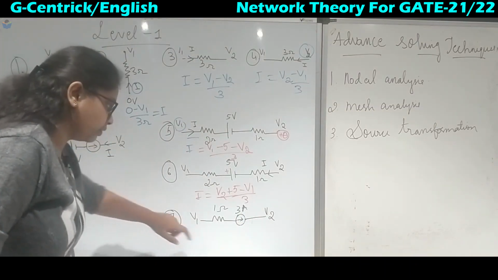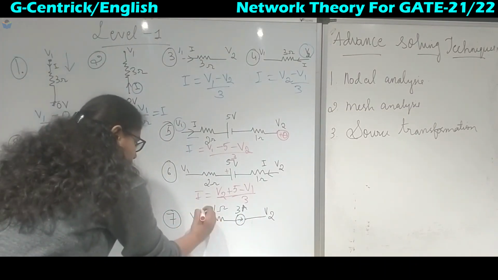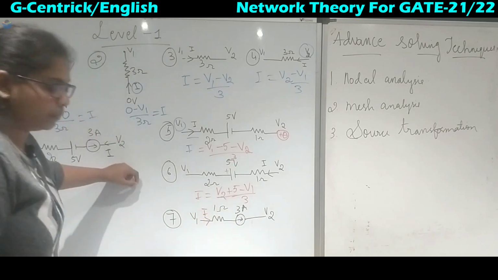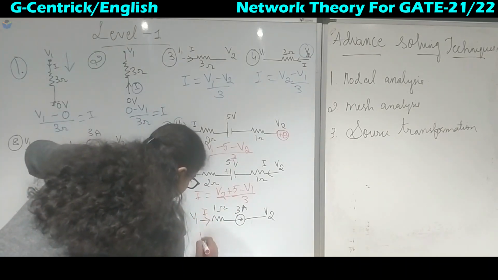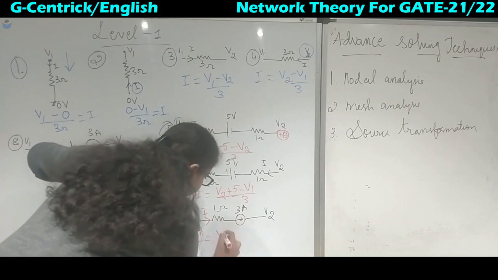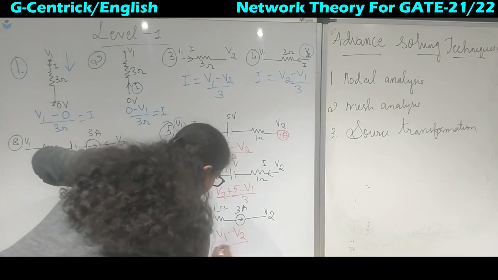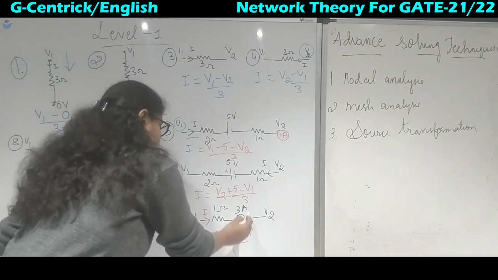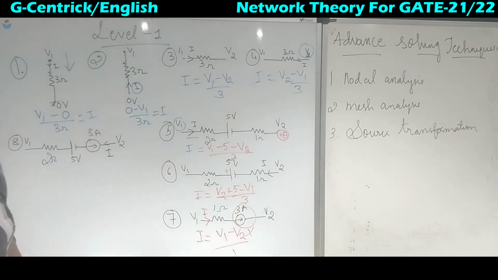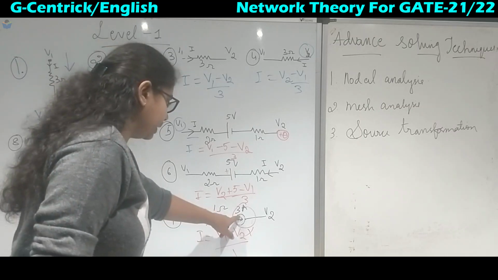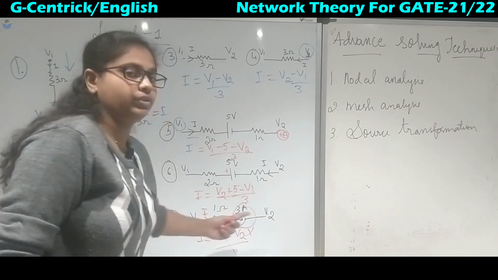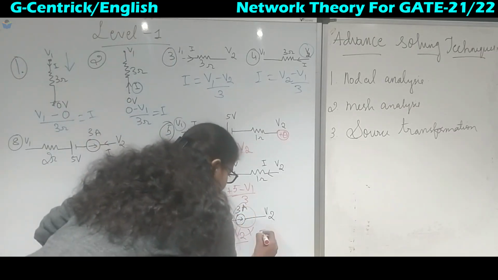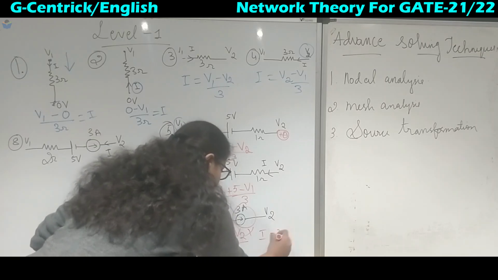In this seventh one, again let us take the direction of current in this way. If it is I, then I is equal to (V1 minus V2) upon 1 ohm. But when you do this, it will be wrong. That is because we already have a current source in the circuit. So 3 ampere current will flow in the whole of the branch. So directly we can write I is equal to 3 amperes.